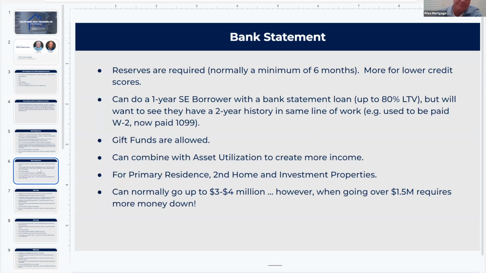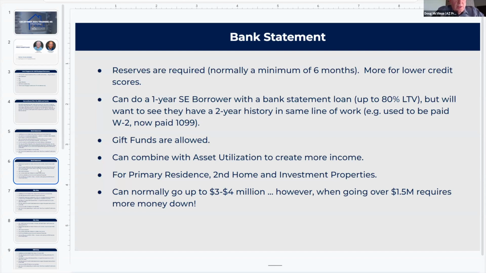Gift funds are allowed. I mentioned you can use asset utilization if you have to create some more income, and I have a slide on that. But let's just say that somebody has 500,000 in mutual funds. We're able to then divide that by 60 months and then give them that additional income. That's referred to as the asset utilization piece.